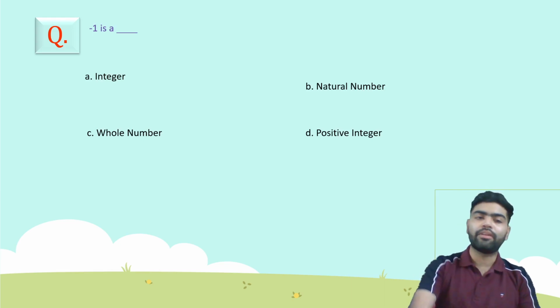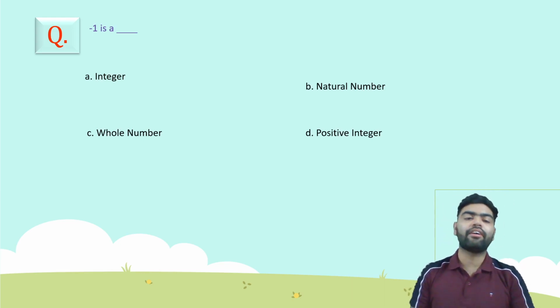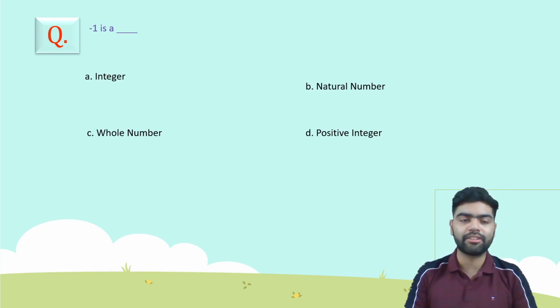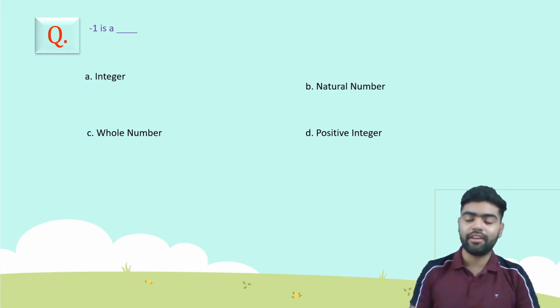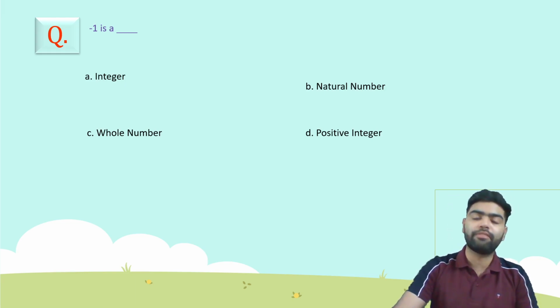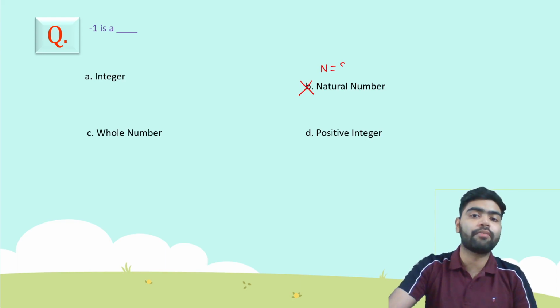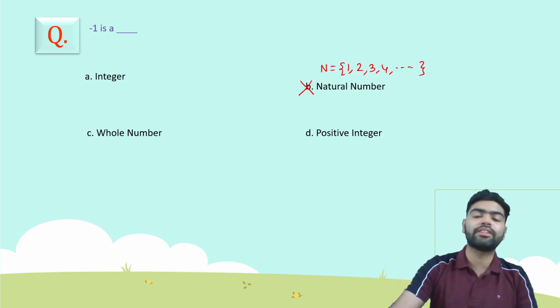All right, now next question. Out of these 4 options, what is -1? Is it an integer? Is it a natural number? Is it a whole number? Or is it a positive integer? Let's see the options B, C and D first before we go into A. Is it a natural number? No, it's not a natural number, because I know the set of natural numbers includes 1, 2, 3, 4 and so on. Do you see a -1 over here? No. So this is not correct.